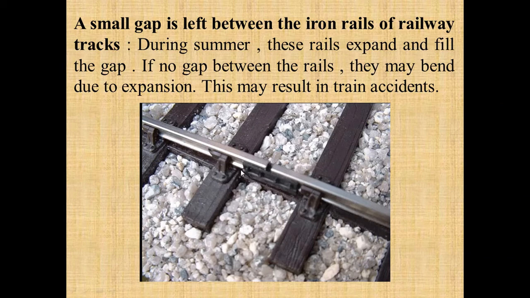So here you can see in this diagram, a small gap is there and this gap is provided so that during the summer, when the temperature increases and the rail expands, they should not touch each other, because if they touch each other, they will start buckling, that is a little bit of bending will be there and it may cause an accident. Also, when the train passes over these rails, a lot of heat is generated due to the friction, due to which they may also expand. So in order to compensate this expansion, a small gap is always left between the iron rails of railway tracks.